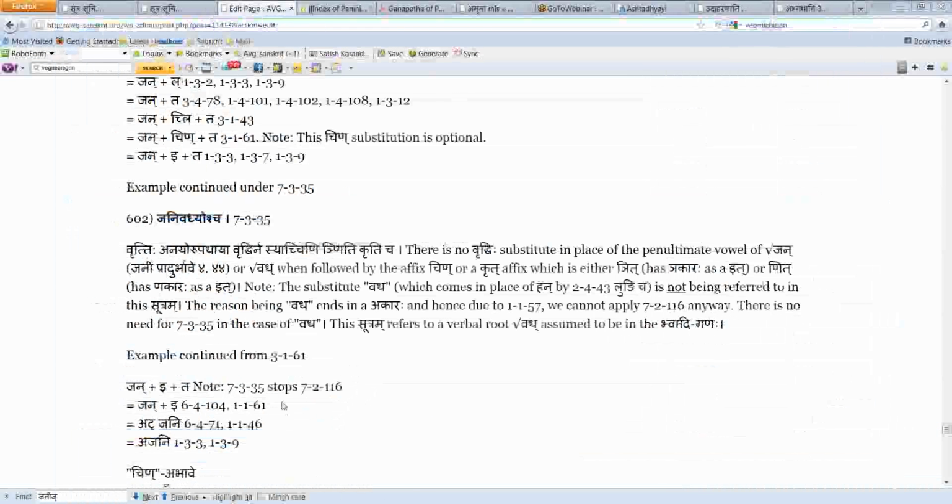So 7.3.35 stops 7.2.116 because we do have the pratyaya chin which is following. Remember 7.3.35 only applies chini and niti kriti. That's all it applies. Okay. So 7.3.35 stops 7.2.116 and then we get chino luk, the ta pratyaya takes luk, pratyas luk shlulupaha, adagamaha, and then anubandha lopaha, ajani. Instead of getting apadi or ajani, we got ajani, because the atopadhaya was stopped by jani vadhyoscha.